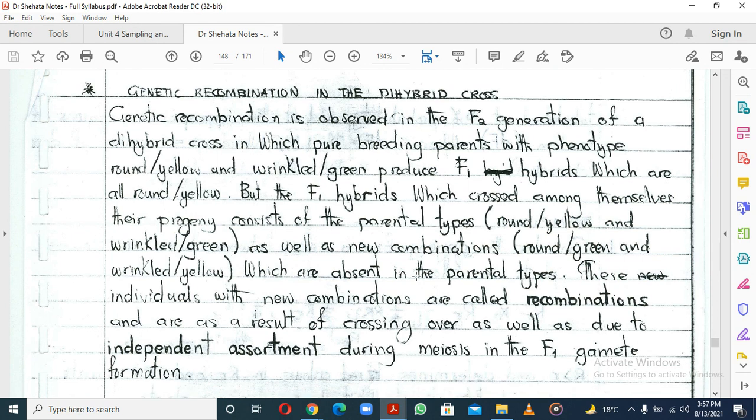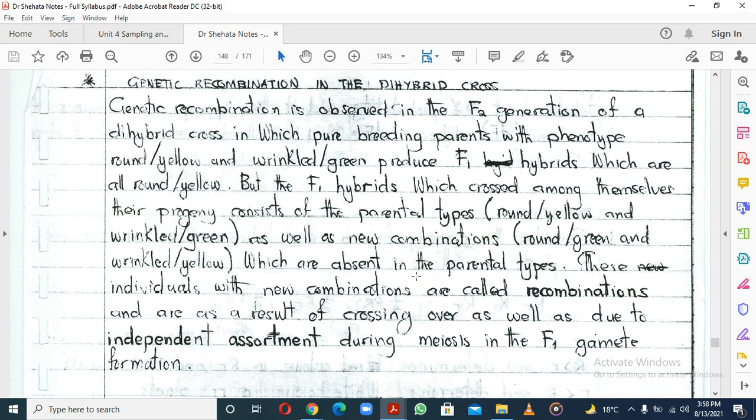So they are going to be what? If it's only yellow that we are getting, then that is what? That is homozygous. That's why no trace of green seeds has been shown, because it was homozygous dominant.